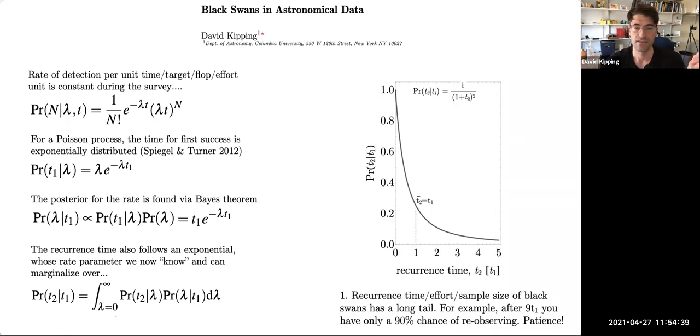Here are the results. You get this very long-tailed distribution for the recurrence time. And this is really interesting because it means that you can actually observe for a very long time. So for example, you can observe for 9 T1, and you have only a 90% chance of re-observing. There's a 10% chance you won't observe anything again, even after doing an order of magnitude more observing. And a lot of people, I think, if you look in the literature, they tend to give up after 2 or 3 times. If they don't see it repeat, they tend to think, I'm not going to get a hit. But actually, it's not implausible that after an order of magnitude more, you won't see it again.